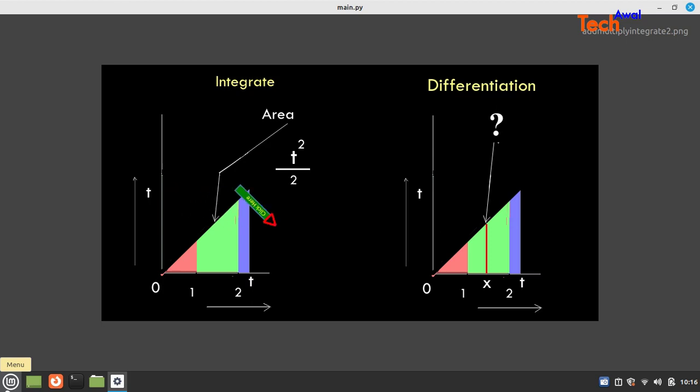So if I say t square by 2 is the total collection during the time t, at any time t, what is the collection? Like at time 1, collection is 1. At time 2, collection is 2. At any time t, collection is t. So at any time t, what would be the collection? That is called differentiation. Differentiation of the area becomes the t. So differentiation is nothing but finding the t.